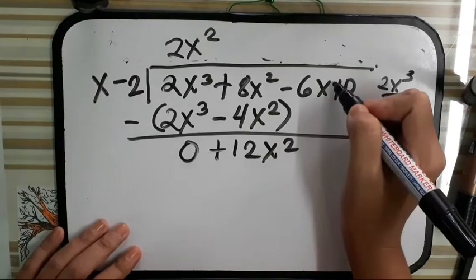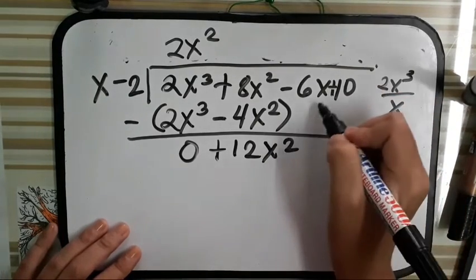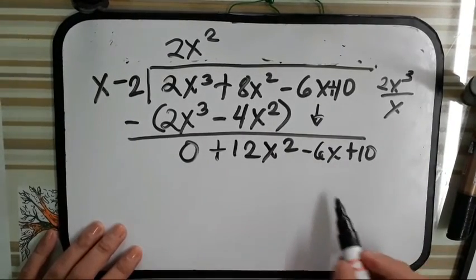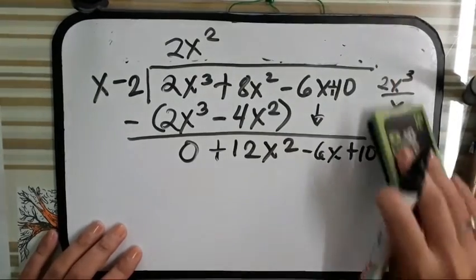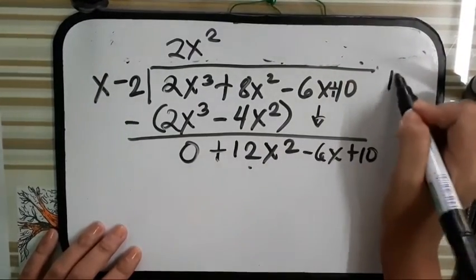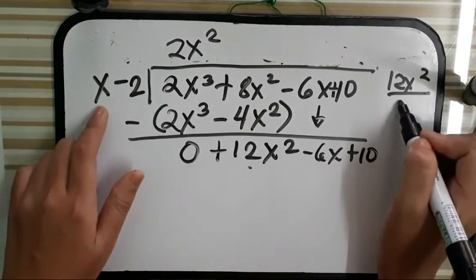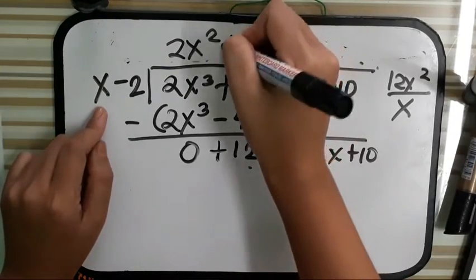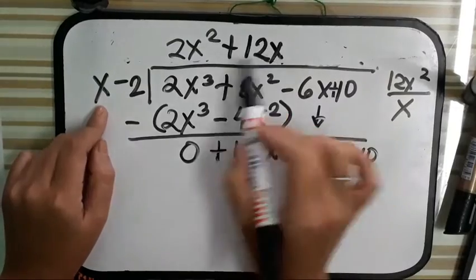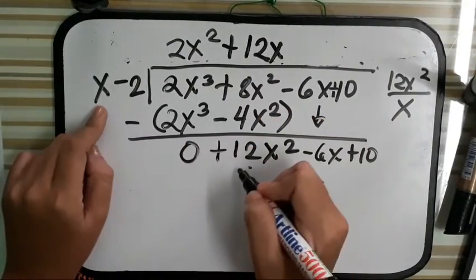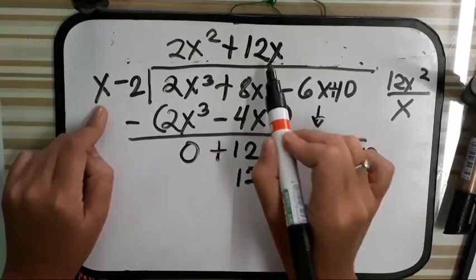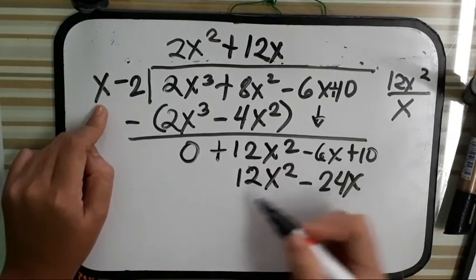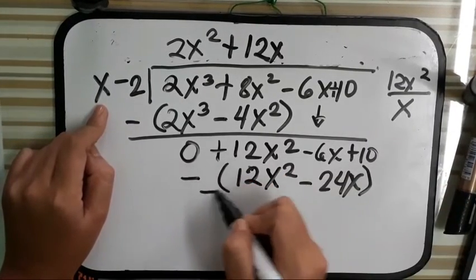Now bring down, there is a positive sign here, I'm sorry. Bring down negative 6x plus 10. Okay, now repeat the same process. Consider the first term, which is 12x squared divided by the first term here, which is x. Now, the answer for this one is equal to 12x. So, write the answer here. After getting the answer, distribute: 12x times x is equal to 12x squared. Then 12x times negative 2 is equal to negative 24x. Now, write the parentheses, then subtract.